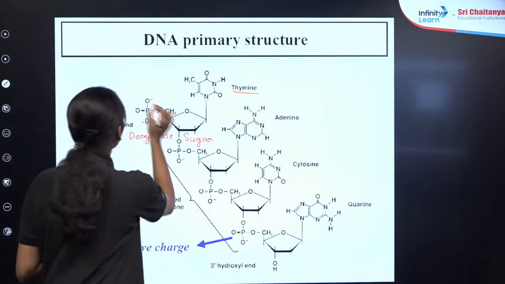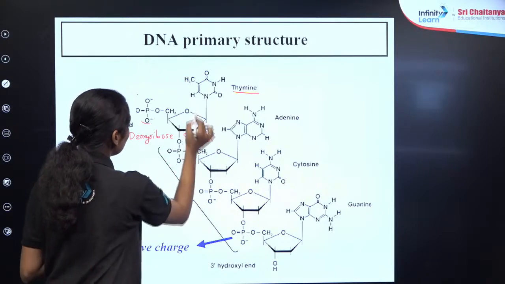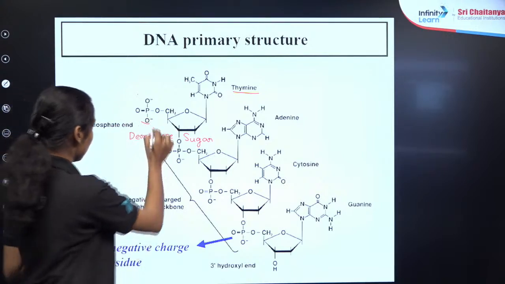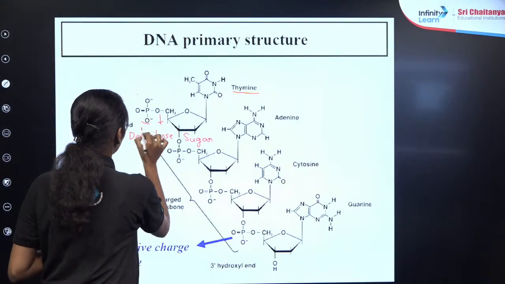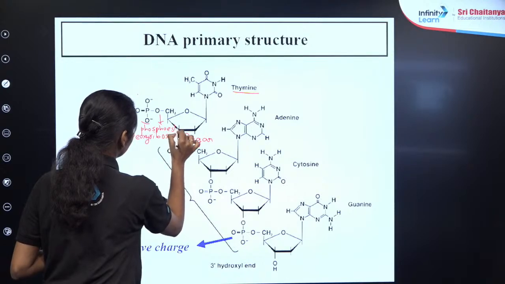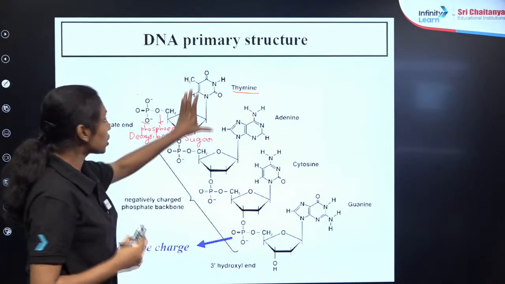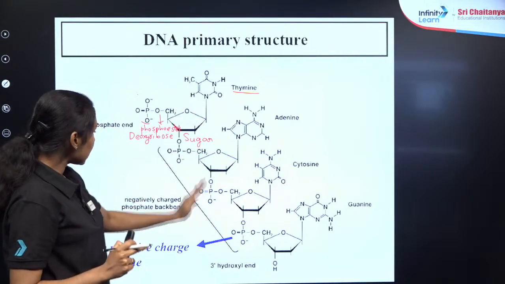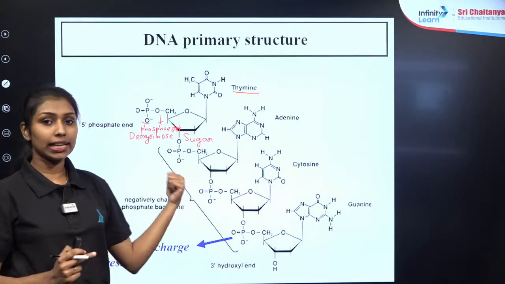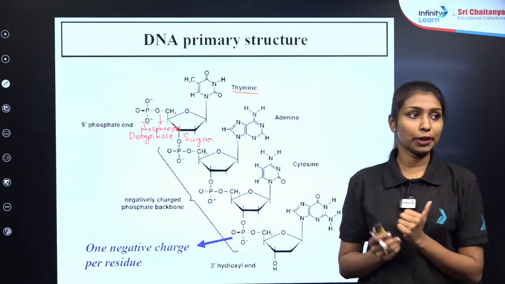An ester bond is formed between the phosphate group and the carbon present on the sugar molecule, right? So it is forming a phosphodiester bond here. Here it will be a phosphoester bond. These phosphoric acid, sugar and nitrogen base combine together to form the nucleotide. Many nucleotides are combined together to form the complete nucleic acid. Here this is the primary structure of DNA. Okay, I hope it is clear for everyone.